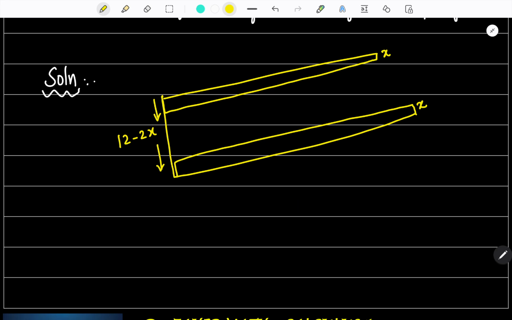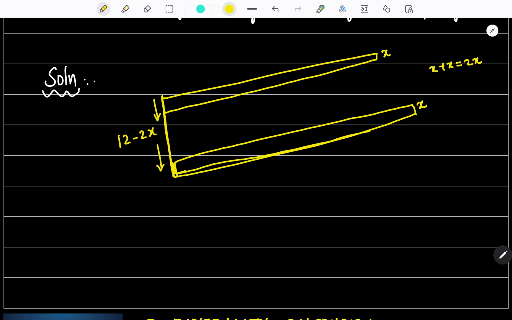Then what is given? The sheet is folded up along two sides. Can you see that? It is folded on two sides by x inches to form an open gutter. There is no top here. After folding, this is the width of the gutter. It becomes 12 minus 2x, because here x plus x is 2x, and the total is 12. So the width is 12 minus 2x.